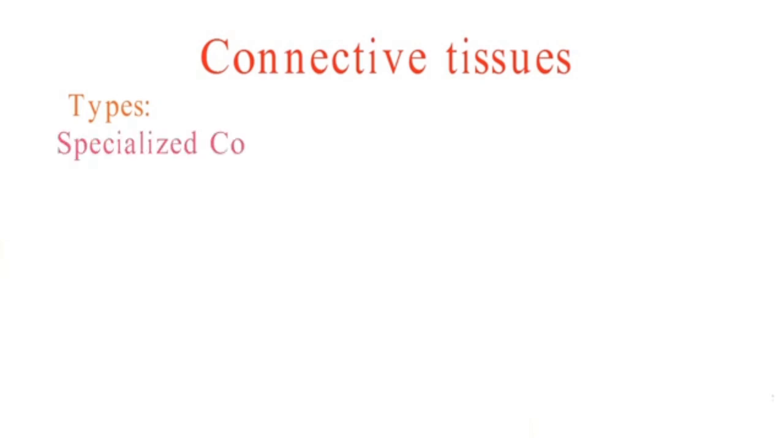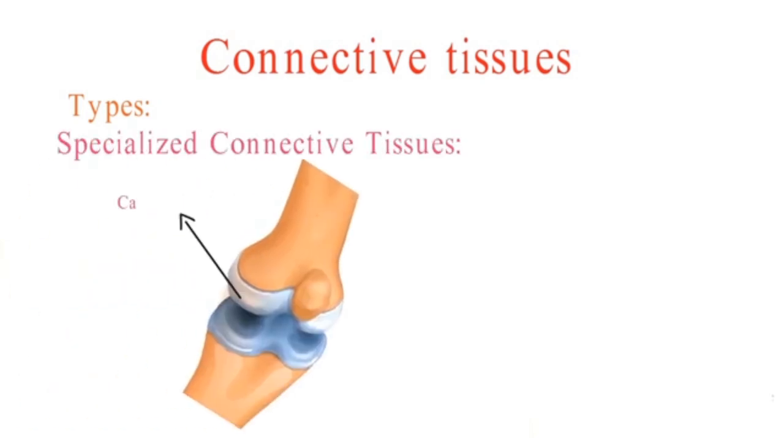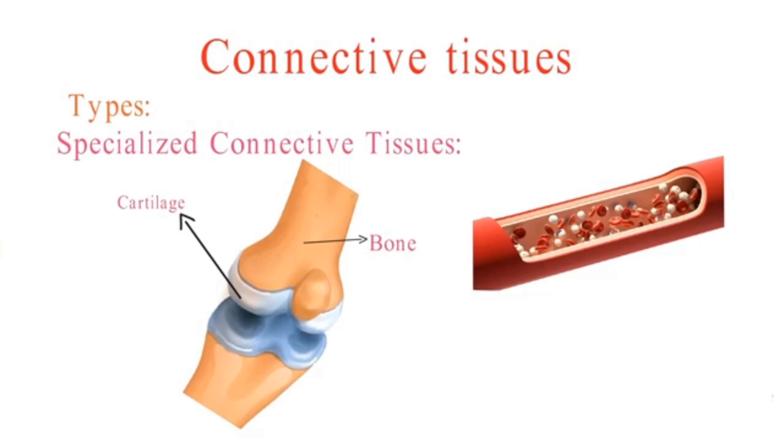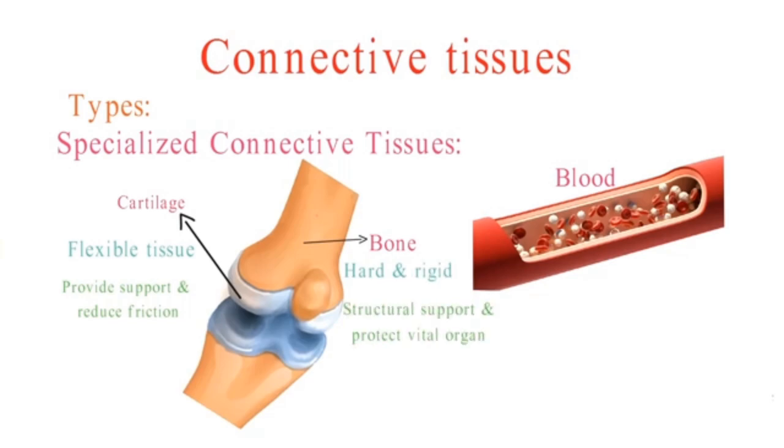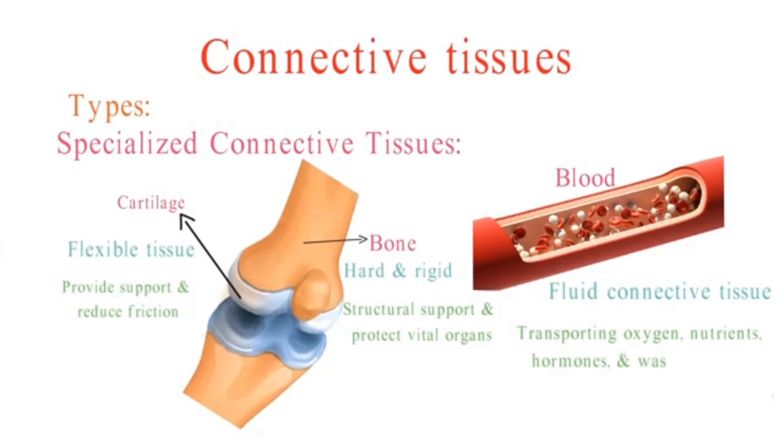Next, we have specialized connective tissues, which include cartilage, bone and blood. Cartilage is a firm, flexible tissue found in various parts of the body, providing support and reducing friction in joints. Bone tissue is hard and rigid, offering structural support and protecting vital organs. Blood, our fluid connective tissue, plays a crucial role in transporting oxygen, nutrients, hormones, and waste products throughout our bodies.